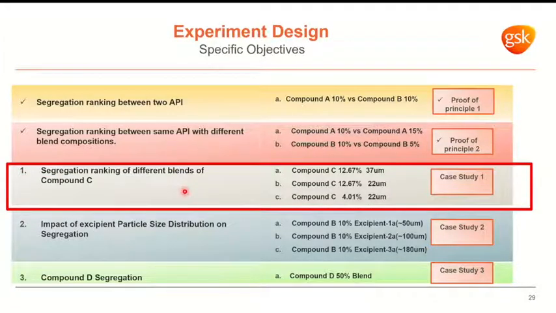Now after doing the proof of principle studies, we jumped onto our first case study, for which we used a compound C, which was a very important pharmaceutical blend that was going to go to continuous manufacturing very soon. There were three different compositions of compound C that were proposed. One was compound C at 12.67% with a mean particle size of 37 micrometer, the other was compound C at 12.67% with a mean particle size of 22 micrometer, and then compound C at 4.01% API with a mean particle size of 22 micrometer.